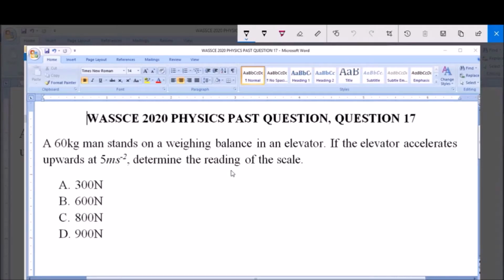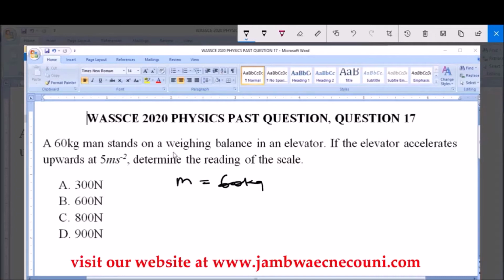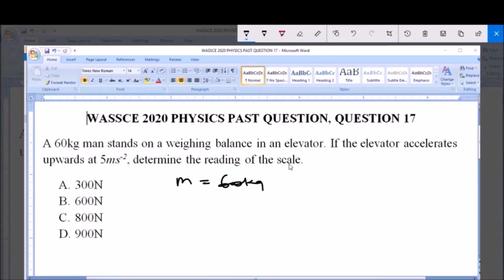Now the man has a mass m of 60 kg. Now he stands on a weighing balance, that is, he's trying to check his weight on a weighing balance, but now inside an elevator, and this elevator is accelerating upwards at what?